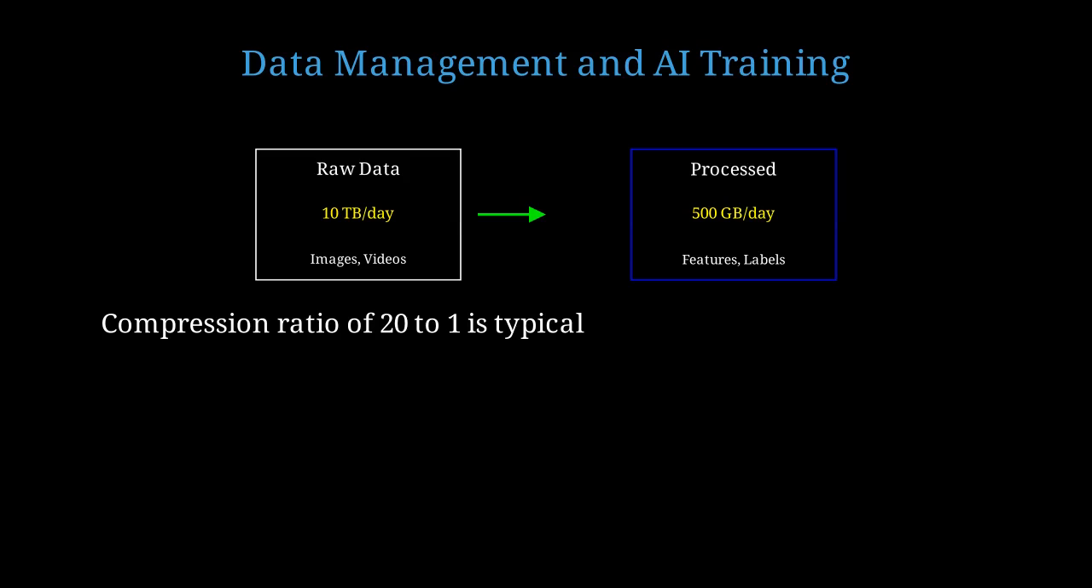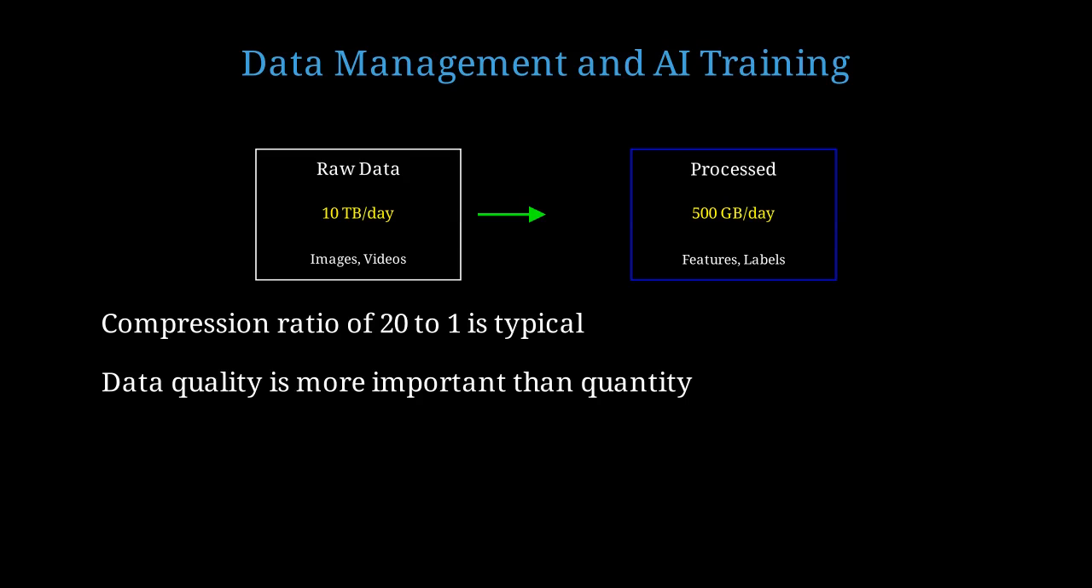Raw images are compressed, features are extracted, and only the relevant information is retained for training. It's crucial to understand that data quality matters more than quantity. 1,000 high-quality, well-labeled examples are worth more than 10,000 noisy, poorly annotated ones.